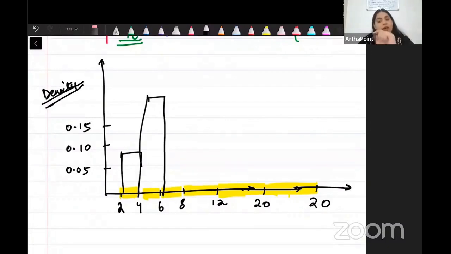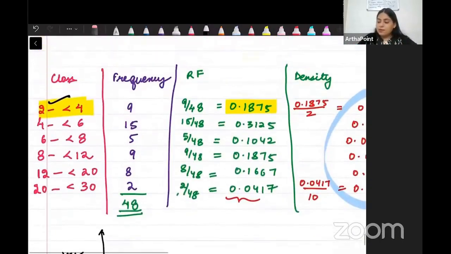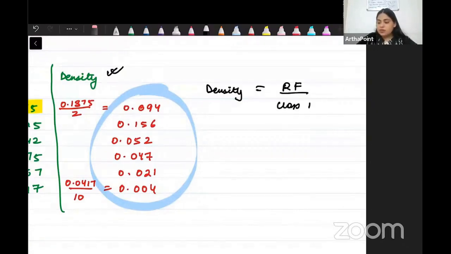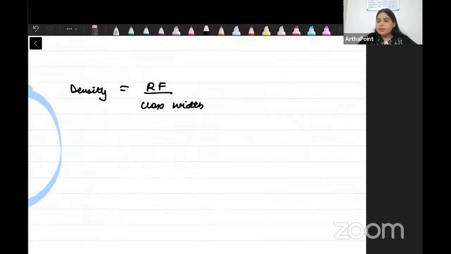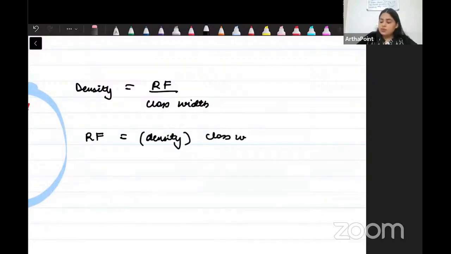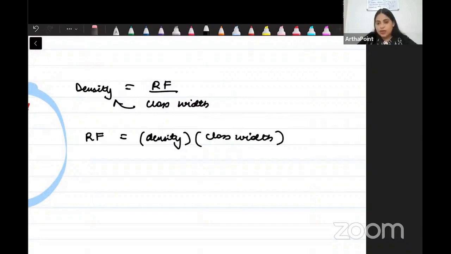One last thing that can come in MCQ. Tell me one thing, what was density? Density was relative frequency divided by class width. Right? Relative frequency divided by class width. So beta, what will relative frequency be? Density into class width. Relative frequency will be density into class width.